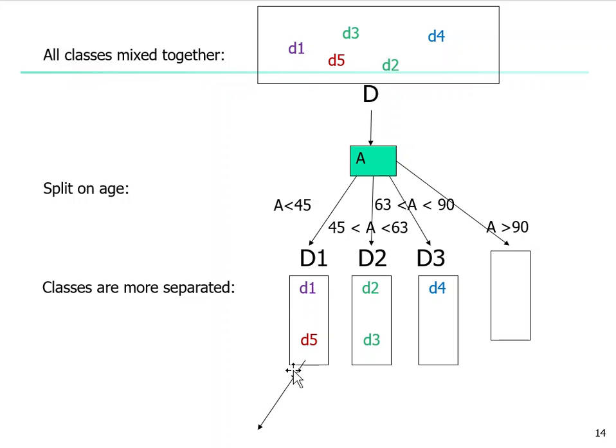However, when we look at this node, we have two different colors, which means this node needs to be further divided. The next step is to consider what other attributes we need to apply here to further divide the observations into hopefully two different groups, to separate D1 and D5. So this is basically the decision tree algorithm.